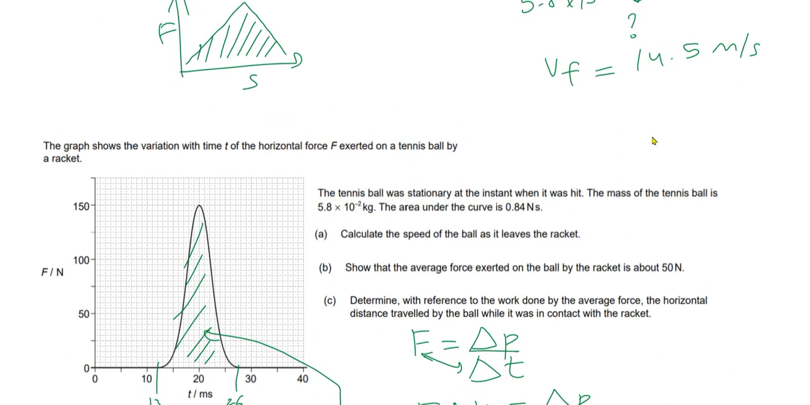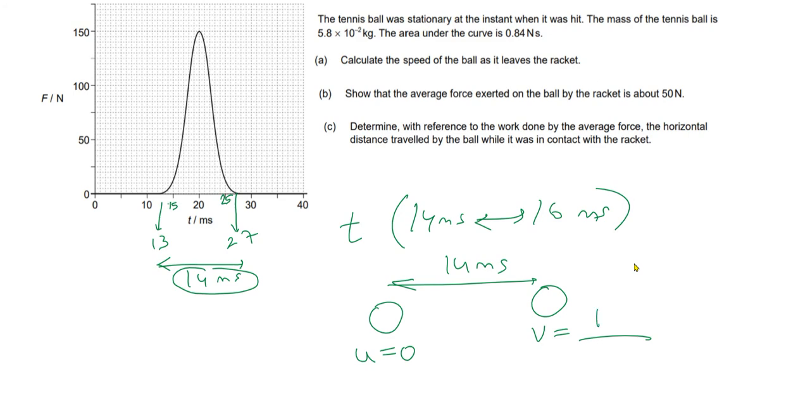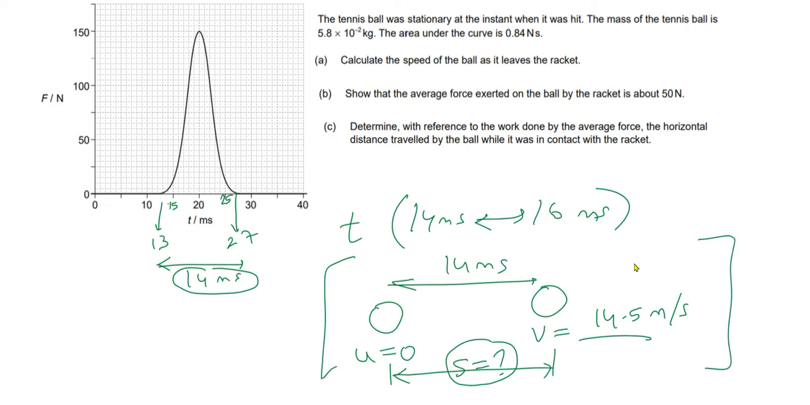That was 14.5 meters per second, the final velocity of the ball, right? So yeah, 14.5. Now in this particular transition we have to figure out what is the displacement or the distance traveled by the ball. So this is your question. See if you can figure out the value of S.